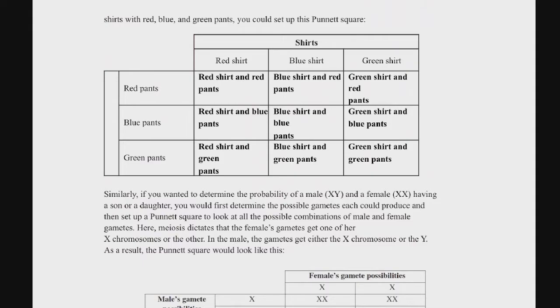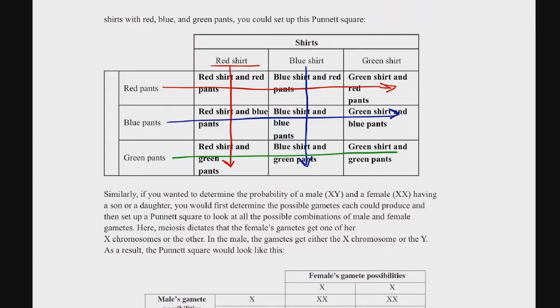Awesome. So I'm going to be using pen to do crossovers. If we have a red shirt in a Punnett square, we're going to fill it into this box, and that just means that it's going to go all the way down in this row. Red pants, if it's in this row, we're going to see it crossing all the way through there. Blue shirts come all the way down here, and blue pants go all the way over here. And then green pants go all the way over here, and green shirts go all the way over there.